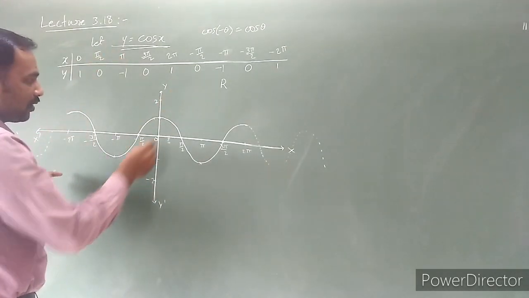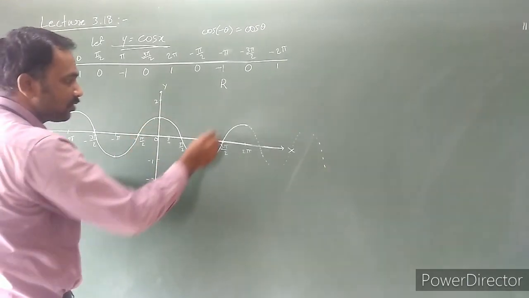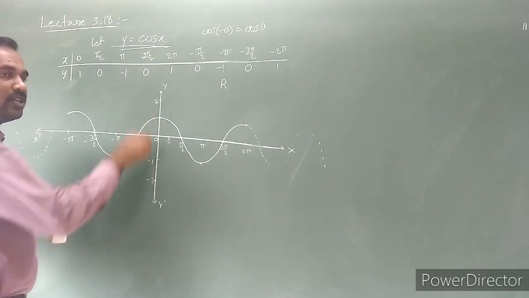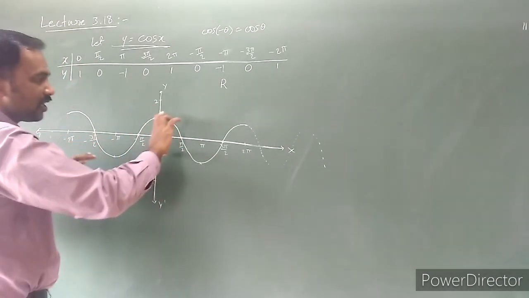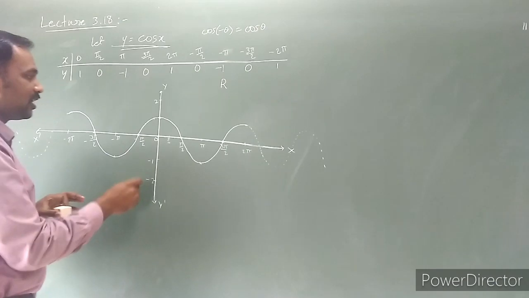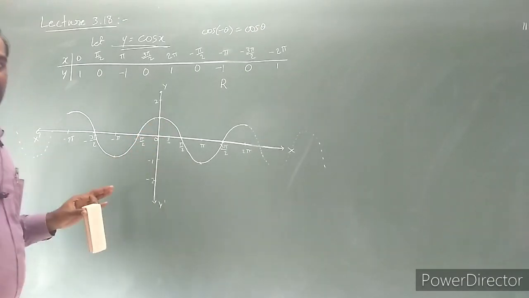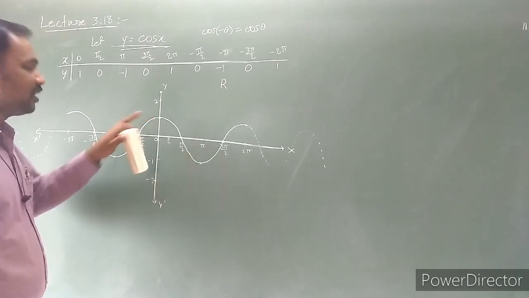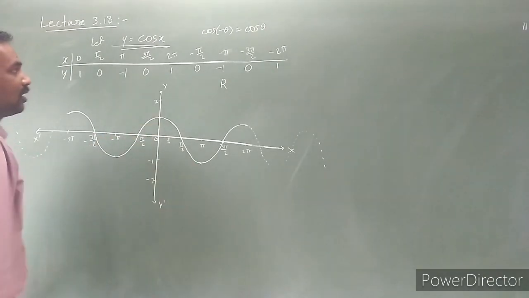Range. Range is nothing but the y value. The y value lies in between where to where? It lies in between plus 1 to minus 1, or minus 1 to plus 1. In that interval only it is varying, oscillating, so the range of the function is minus 1 to plus 1, including the minus 1, including the plus 1, and all the values in between.